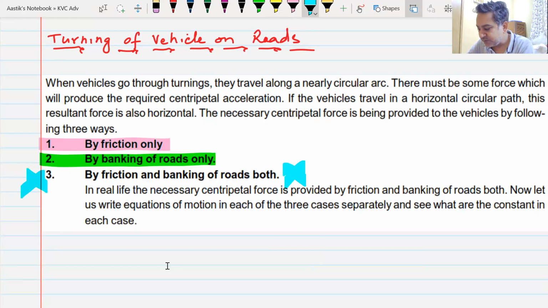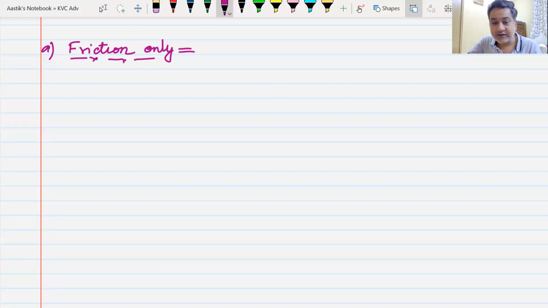Turning on a road with friction only. Does anyone have an idea about this? What is going to happen here? No one has any idea.